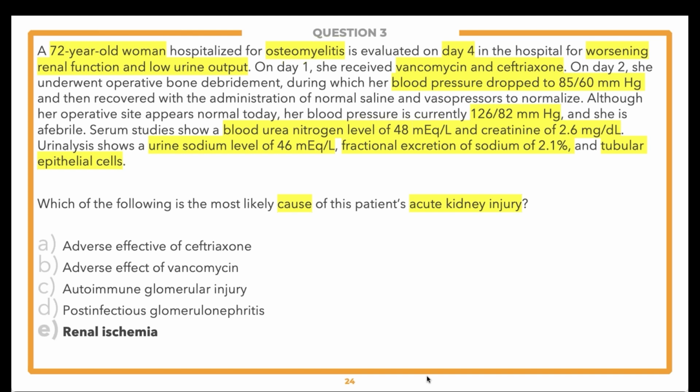So rash, fever, urine eosinophils. That's going to be your story for ceftriaxone-induced AIN. Different picture, not what's going on. So great job, guys, if you got this one. If you didn't, don't worry about it.